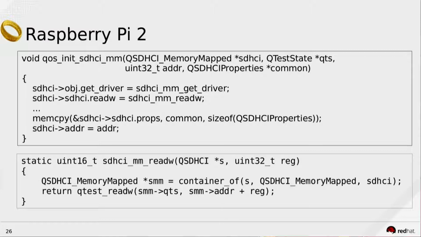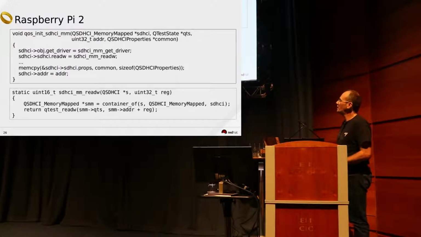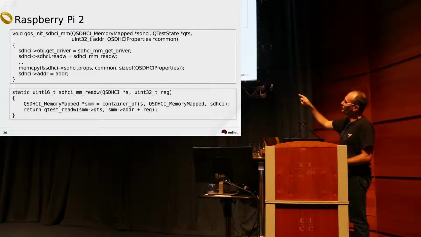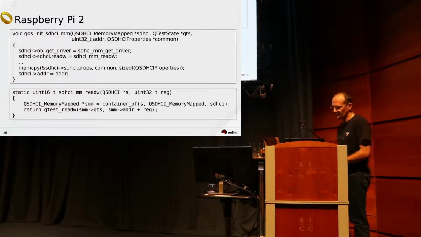And this is the constructor for the SD card controller. The constructor provides the interface to access the controller, and the functions to read and write directly into the controller are in the second box. This is the example for the Raspberry Pi 2, and you can see in the second function, the access is a direct access to the memory because the controller is memory mapped in the machine.